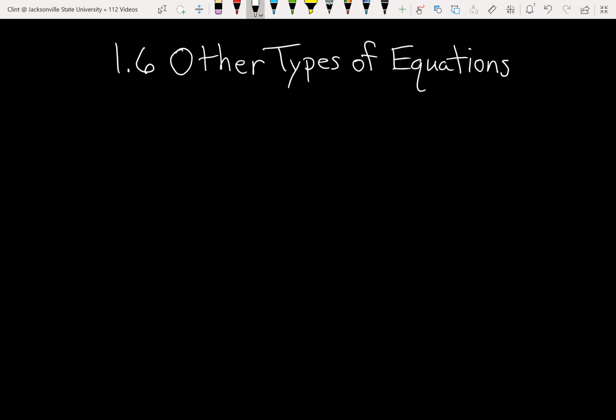Hello. Last time we did quadratic equations. This time we are ready to look at some other types of equations. This is kind of a catch-all section in the book. So we have three types of equations we're going to look at how to solve in this section. And we're just going to look at one technique for each type.